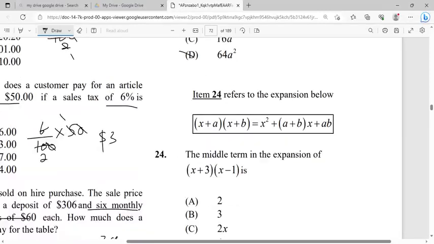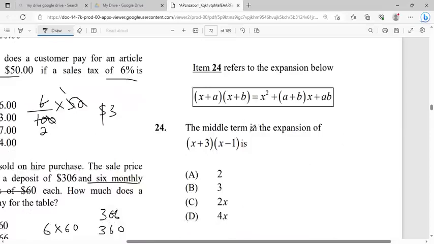All right. It says this equal that. The middle term in the expansion is, I don't know, so I'm gonna expand them, all right? I can't just look at it and know like that. So I'm gonna expand it. X times X gives us X squared. X times 1 gives us minus X. 3 times that gives us 3X. So I'm gonna go with 2X.